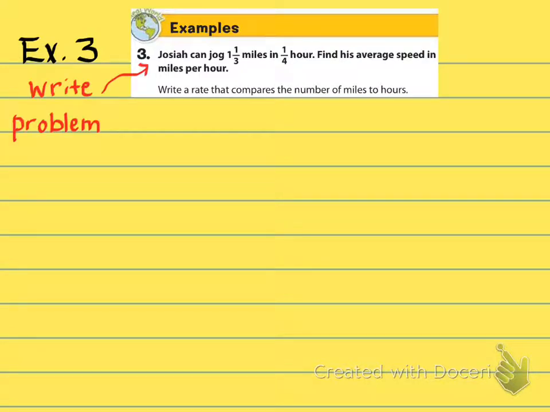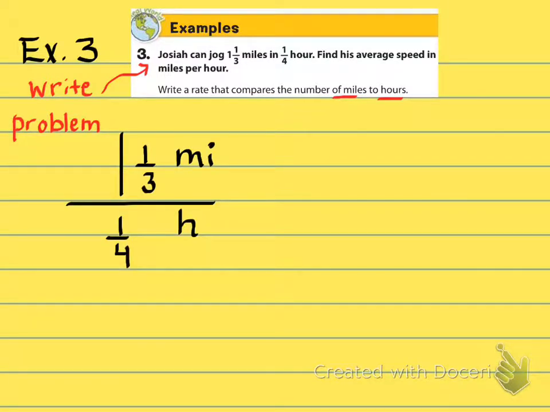So after you've written the problem, now it says to write a rate that compares the number of miles to hours. So that means the miles needs to be on top. So we're going to do 1 1/3. So we'll do that. All right, so as you can see, I've set up the rate here for you. It's 1 1/3 mile and then divided by or per 1/4 of an hour.